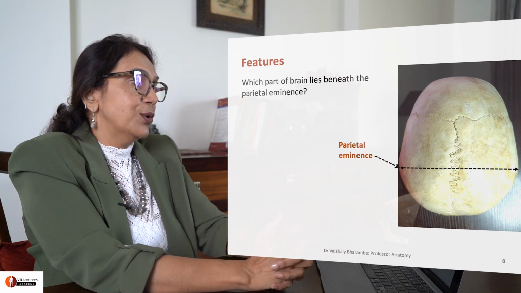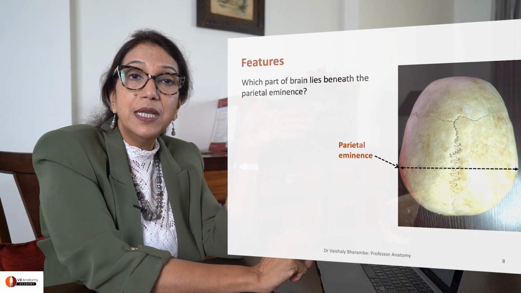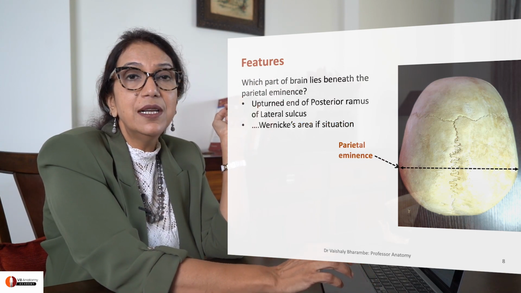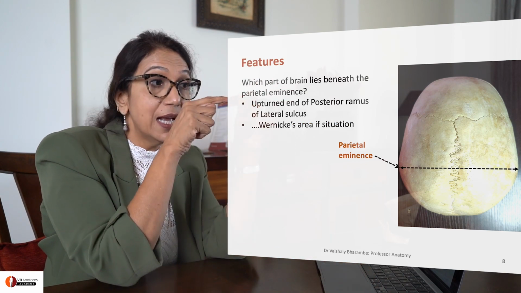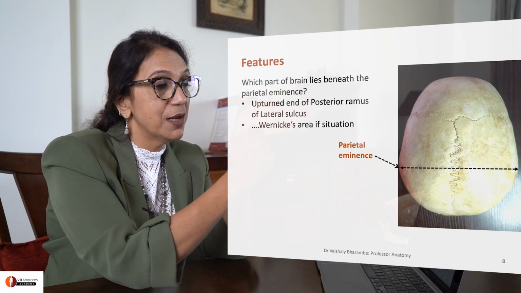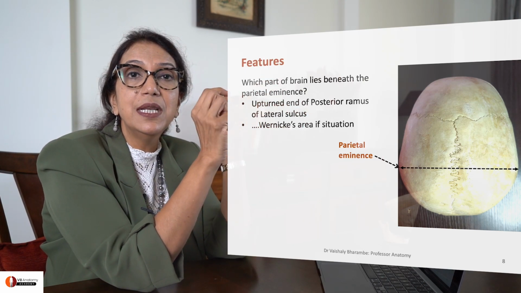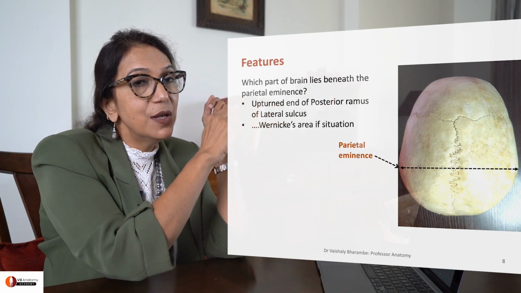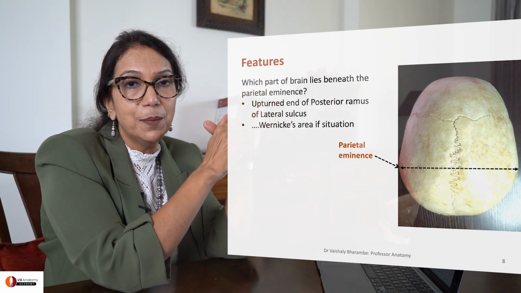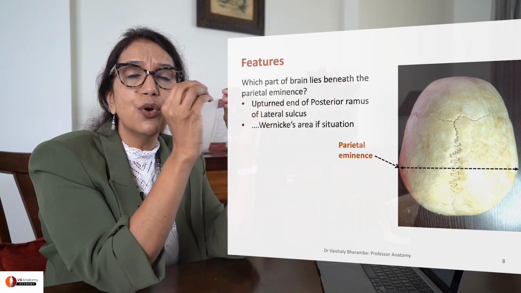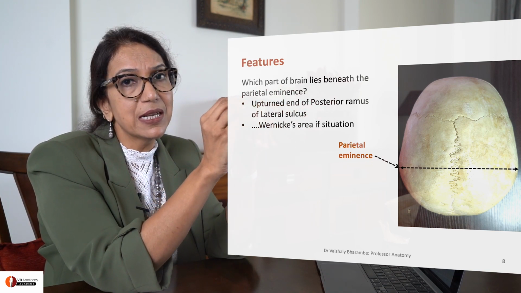I have a question for you. Which part of the brain lies beneath the parietal eminence? Beneath it lies the posterior ramus of the lateral sulcus, the upturned end. Remember, the posterior ramus goes up and then turns up like this. That upturned end lies beneath the parietal eminence. That's where you have your Wernicke's area developing. The significance of the parietal eminence is that it's one of the most commonly fractured parts of your skull. Okay?